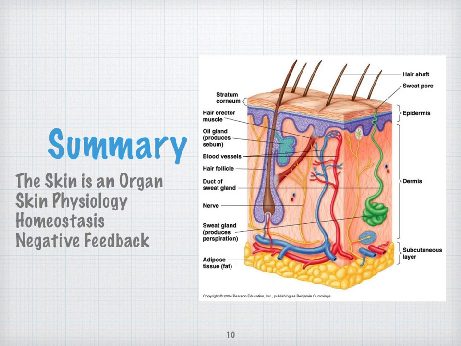Okay, so just to summarize here, the skin is an organ, and like most organs, it has multiple tissues, and these tissues cooperate to perform functions. That's physiology. And one of the ways they do this is through homeostasis of body temperature, and usually this is with negative feedback. So you have multiple organs involved: the skin, the brain, the muscles, sometimes the liver, the heart through pumping blood, and the blood vessels. All these things are involved, and this is a really important concept.